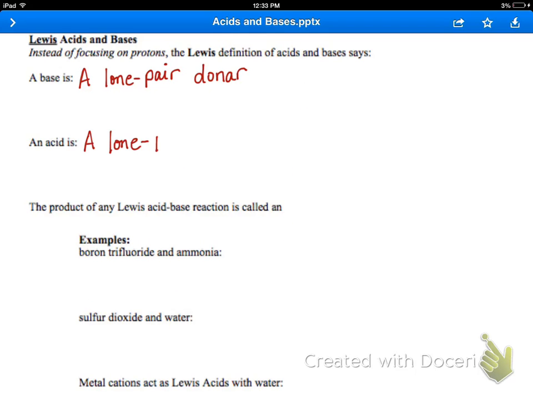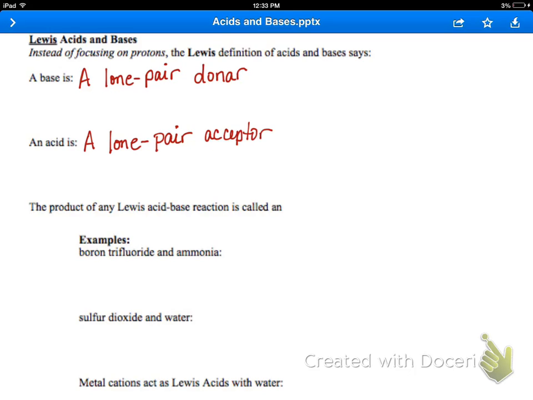The last definition of acids and bases is Lewis. And it doesn't even focus on protons at all. The Lewis definition says that a base is a lone pair donor and an acid is a lone pair acceptor. And remember when we did Lewis structures, we talked about lone pairs, and they are the pairs of electrons that are not part of a bond, just sort of stick out. So those are involved in acid-base reactions in what we call Lewis acids and bases.